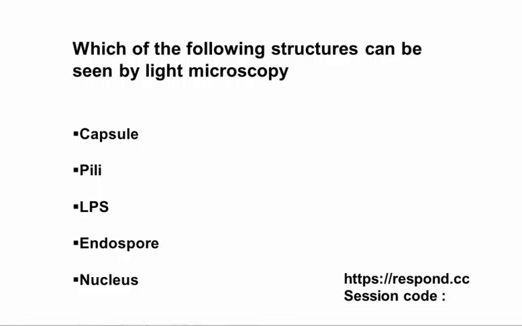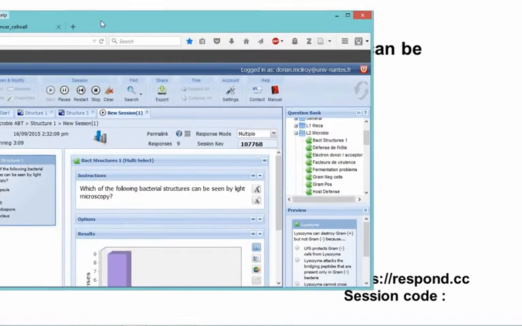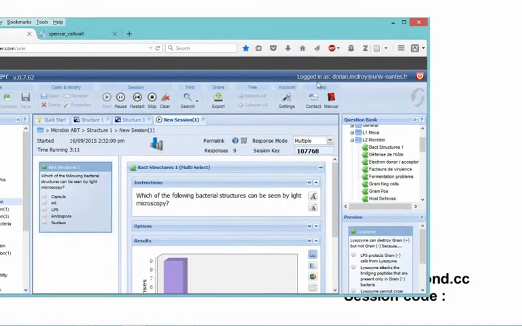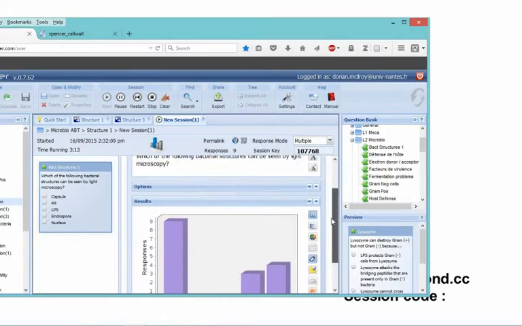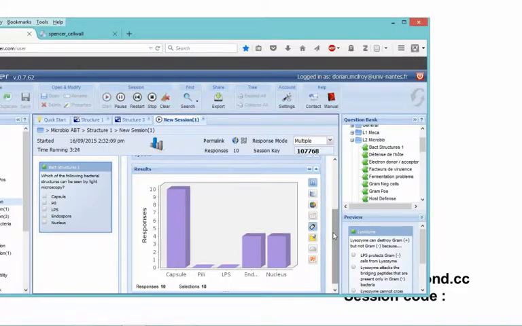Okay, so I've got a few answers. So let's see what the results are. Let's see what people said. Okay. Capsule, that's correct actually. I forgot to mention this, but actually you can see the capsule with a non-specific stain. On the methylene blue picture earlier on, you could just about see the capsule. So that's true. That's a kind of region outside the bacterial cell.